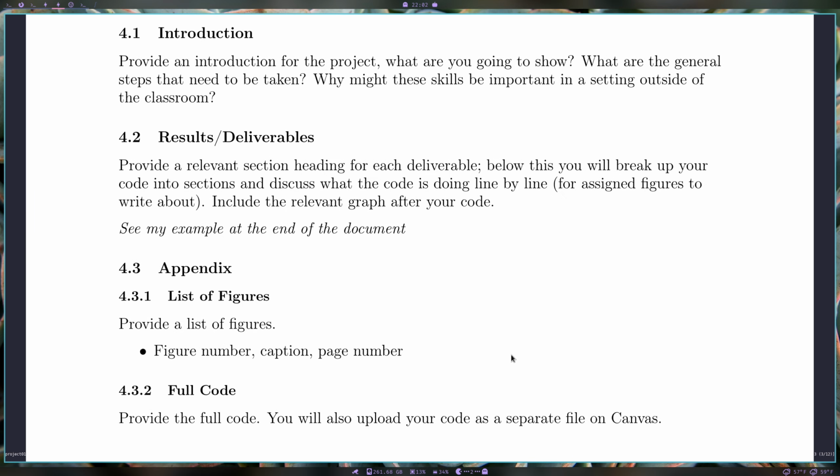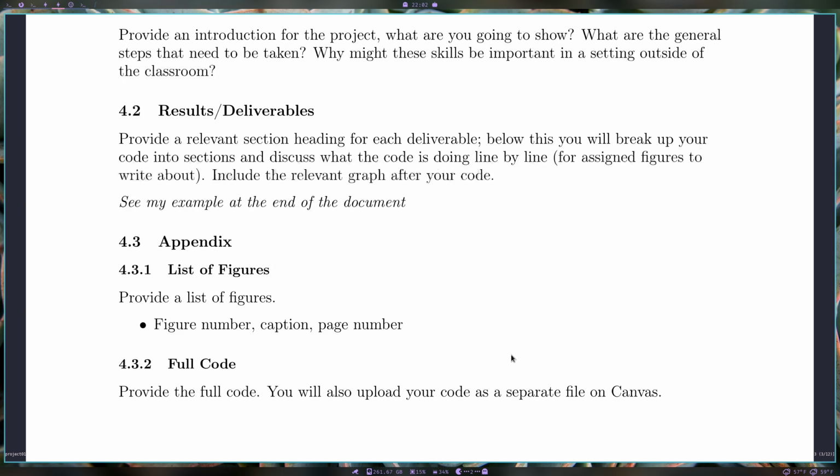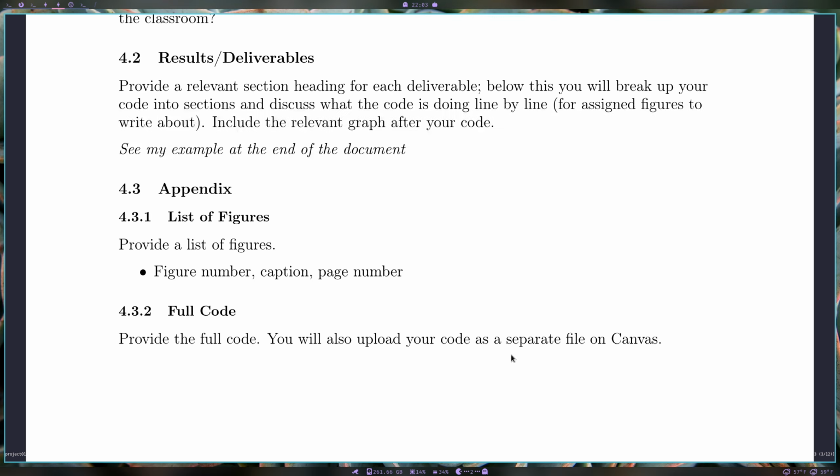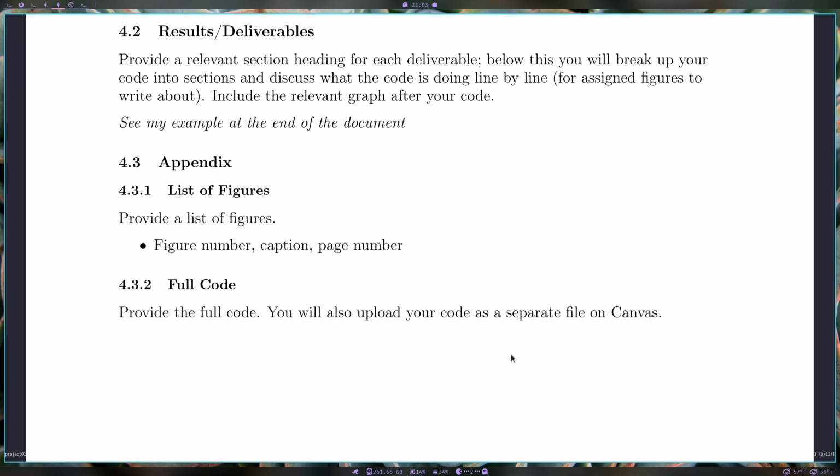Okay, and then the next section we have is the results/deliverables. I'll talk about this in a second. Then the next section we have is the appendix. This will be at the end of the document, and this will contain first our list of figures, and then you're going to copy and paste all of the code that you wrote for the project. You're also going to upload your code as a separate file on Canvas. So you're going to upload your actual document, which will be a PDF, and then you're going to upload your code, which will be the .m file.